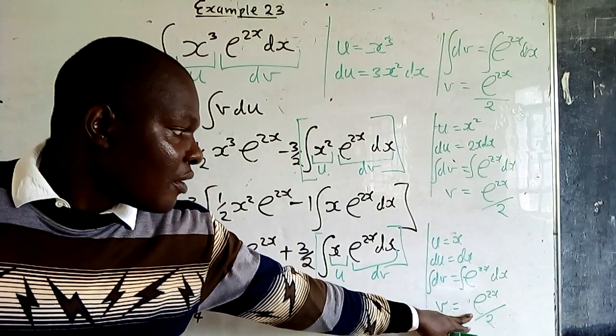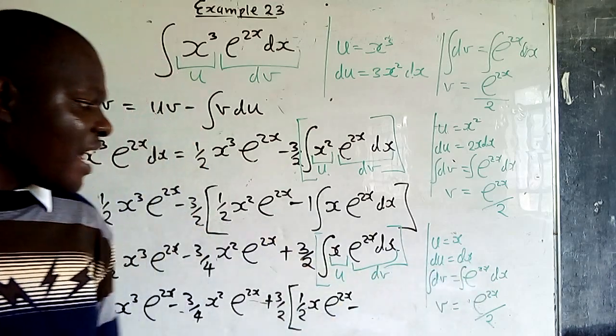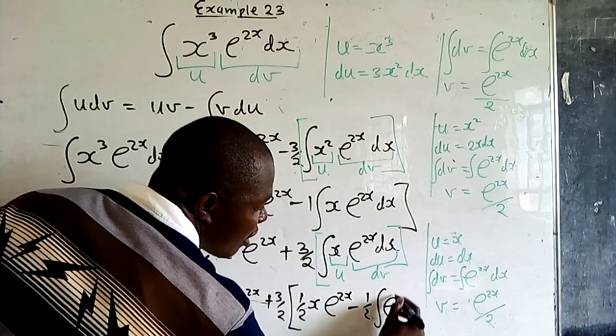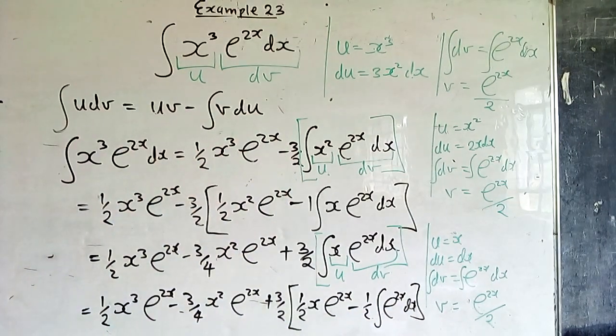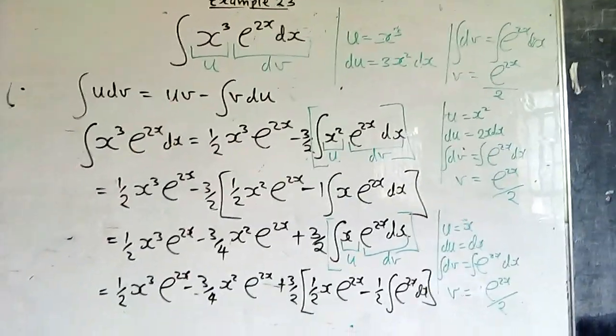V is a half exponential 2x, over x, then du is just dx, isn't it? So you take 1 over 2 outside, then you get the integral of exponential 2x dx. Yes. Are we together there? Okay? So from there, what do we do? You open the bracket, isn't it? Open the bracket.